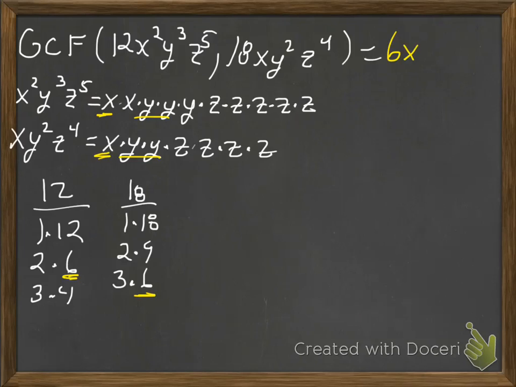Then, as mentioned before, you see we have 2 x's in common. I'm sorry, not 2 x's in common, just 1 x in common. But we have 2 y's in common, so that gives us a y squared. And then we have 4 z's in common for the z to the 4th. And that's finding your GCF.